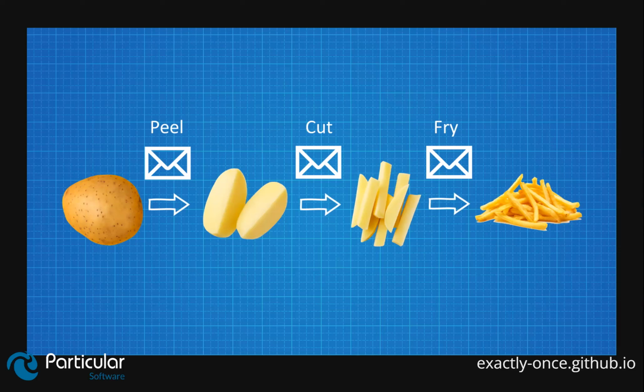So there is a peel message that is associated with the transition from raw potato to peeled potato, and a cut message and a fry message can also each be associated with a single state transition. So you can see that if you have ready-made fries on your plate and you receive a cut message, that is a duplicate, because the fact that you have fries on your plate means that you already received and processed the cut message, because, well, you cannot fry the fries without first cutting them.